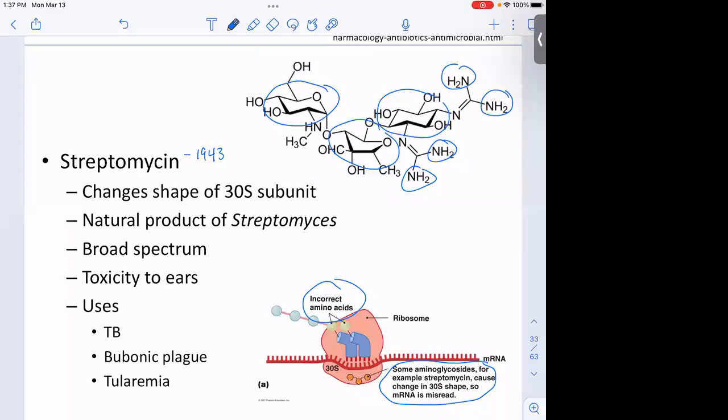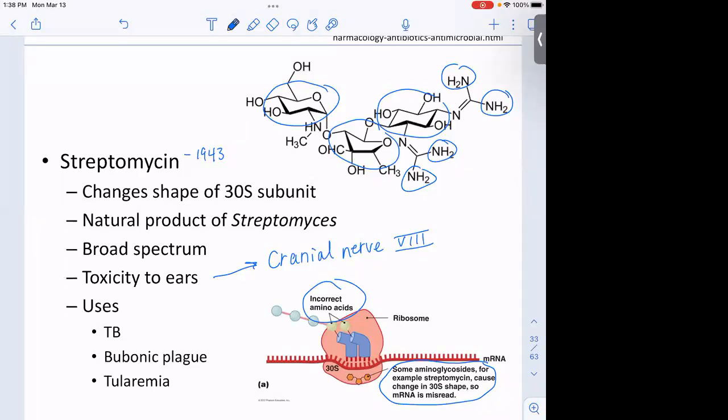Broad spectrum drug, toxicity to the ears. So those of you in anatomy, streptomycin binds to cranial nerve, let's see, number 8, the vestibular portion of cranial nerve number 8. Okay, so again, I mentioned that because I know if you're in anatomy, that might make some sense.